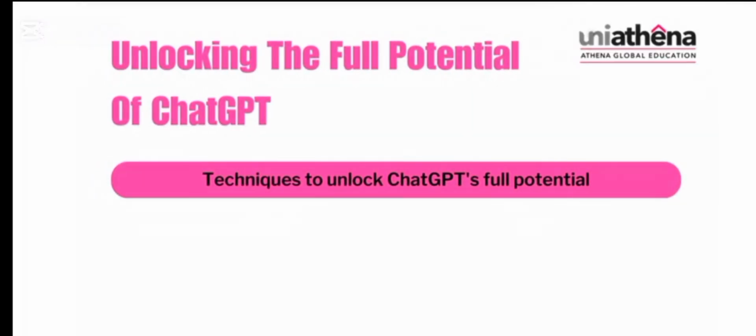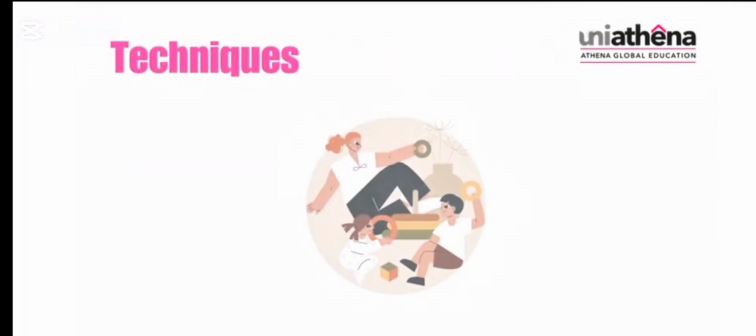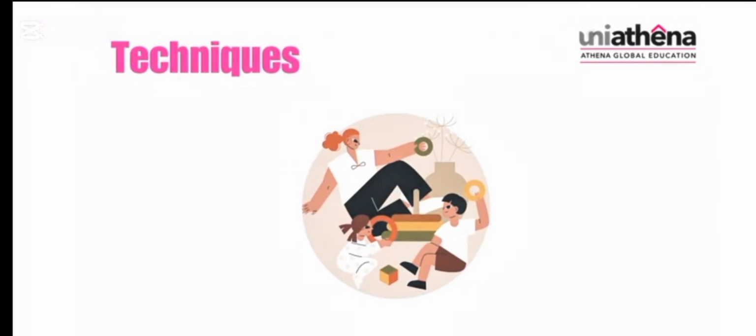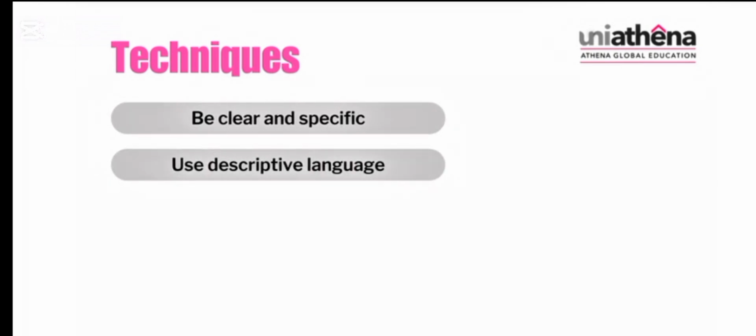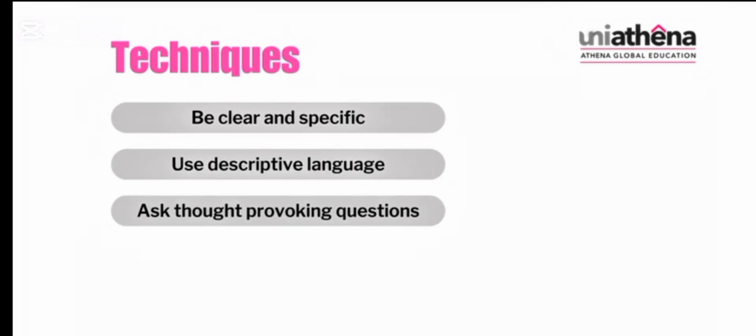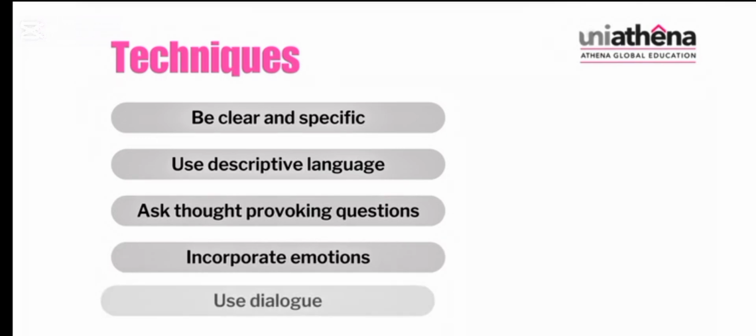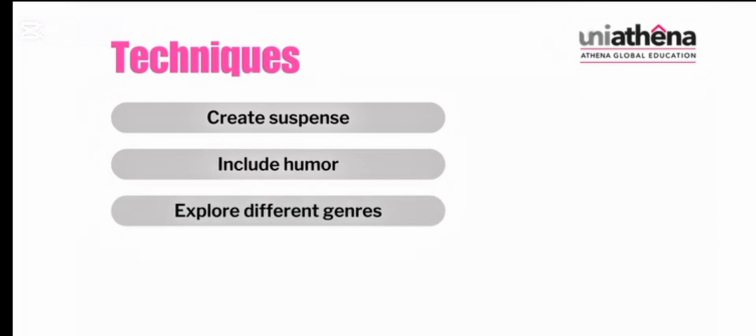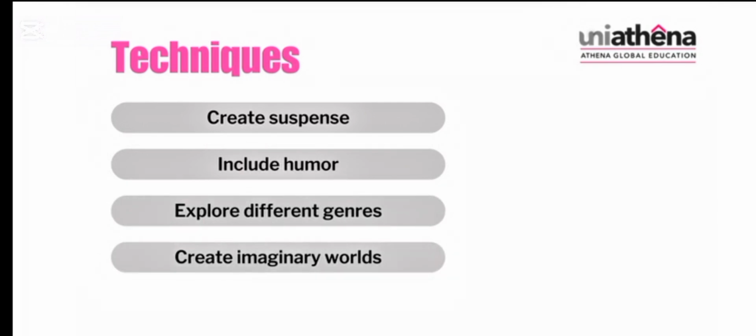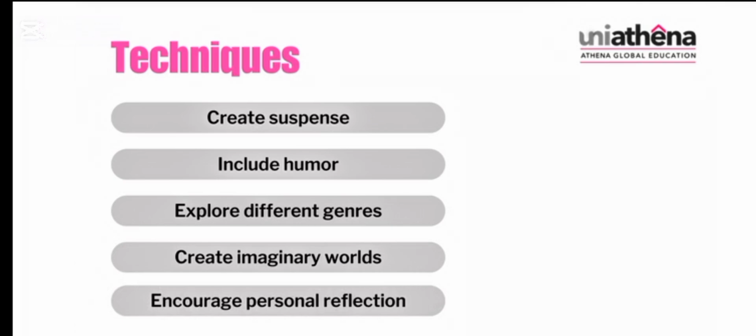Hello learner, in this session, we are going to learn some secret techniques that will help you unlock ChatGPT's full potential when it comes to writing prompts. These techniques are creative, easy to learn, and I'll explain them step by step using examples that are easy for a child to understand. There are basically 10 techniques, namely: be clear and specific, use descriptive language, ask thought-provoking questions, incorporate emotions, use dialogue, create suspense, include humor, explore different genres, create imaginary worlds, encourage personal reflection. Let's get started.